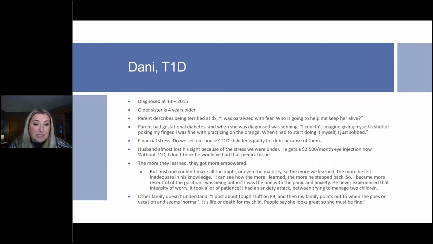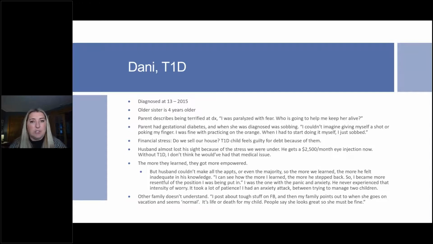The mother had gestational diabetes, but when the daughter was diagnosed, she was just sobbing because she couldn't imagine even poking her finger when she had gestational. And she even brought up, this is not my mother, this is another story, that she was fine practicing on the orange, but when she had to start doing it herself, how terrifying it all seemed.